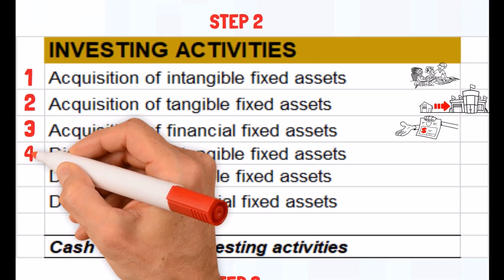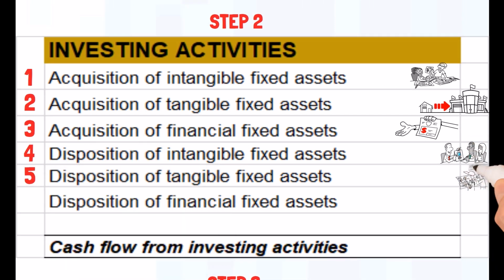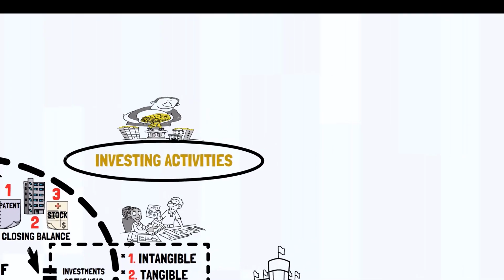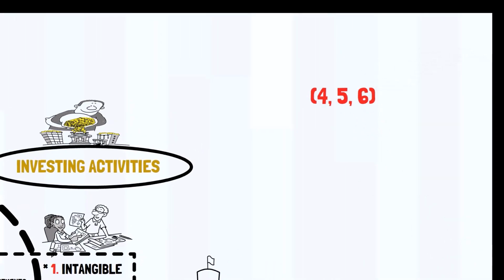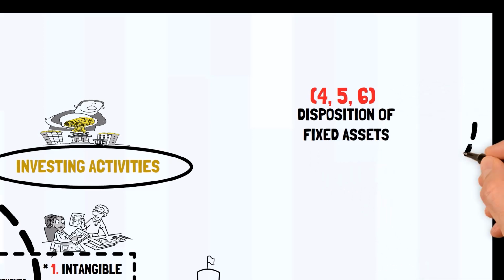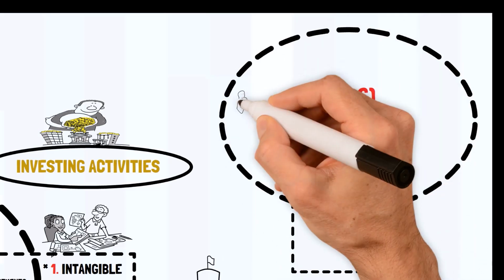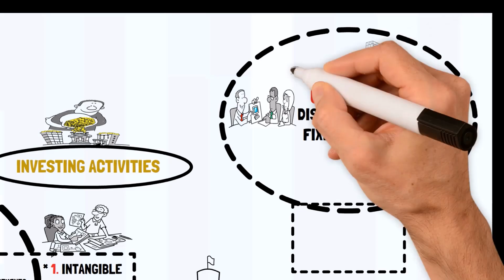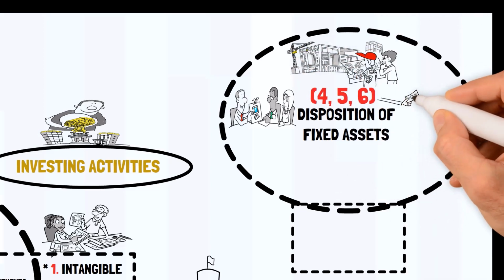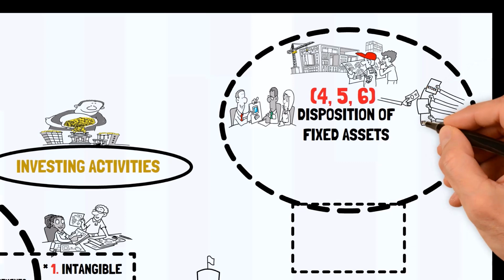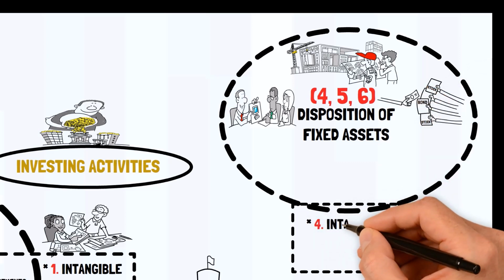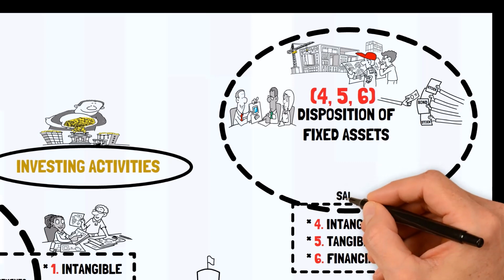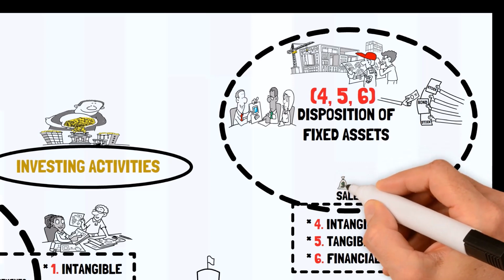The third and last part of the cash flow analysis represents the disposition of fixed assets. It is a similar process as the one before when investigating whether any acquisition of fixed assets has been made within the investment activities. Within the category of disposition of fixed assets, the calculation and control of whether any sales of intangible, tangible, and financial fixed assets have been made during the period are examined here.